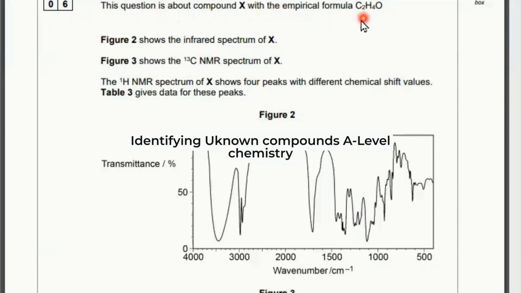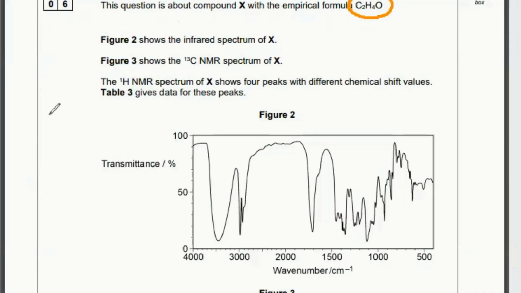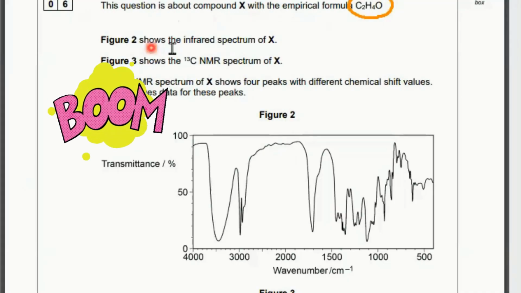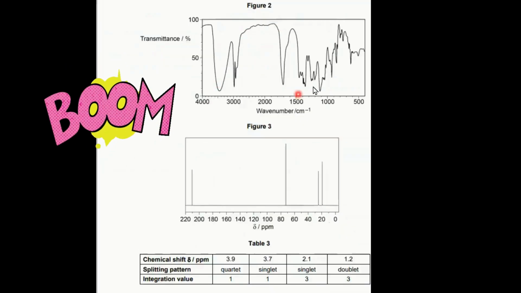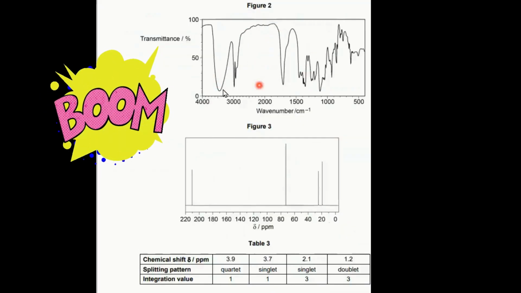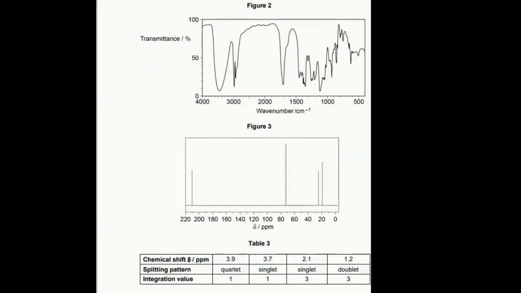This question is about compound X with the empirical formula C2H4O. Figure 2 shows the infrared spectrum of X. Figure 3 shows the C13 NMR spectrum of X. And the H1 NMR spectrum of X shows 4 peaks. Look at the table 3, you'll see those 4 peaks down below. It's got the chemical shift, the splitting pattern, and integration values. So what we've got to do is use all of this data, including the empirical formula, to identify compound X.